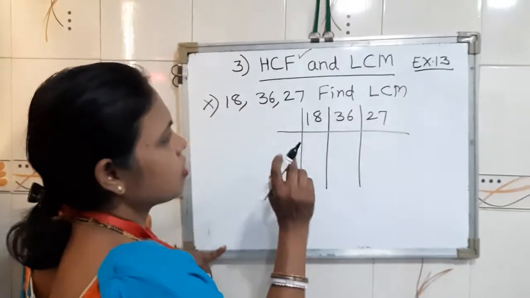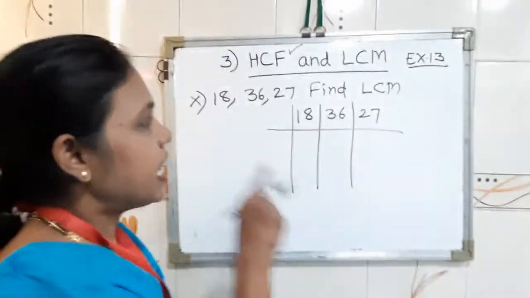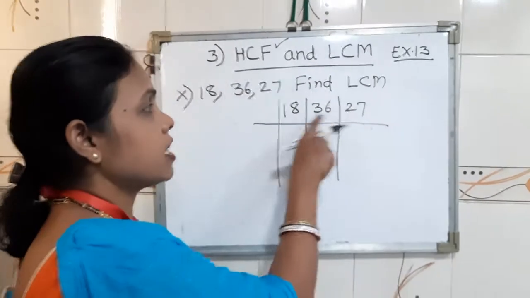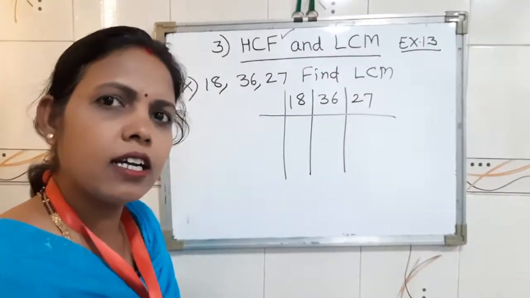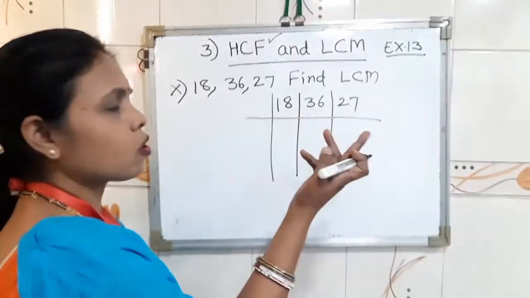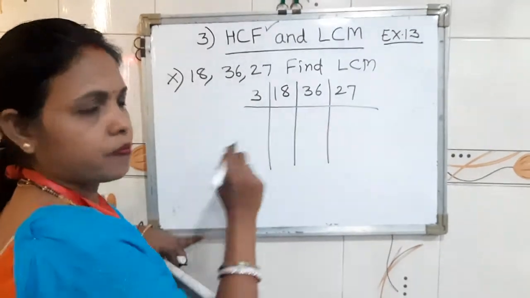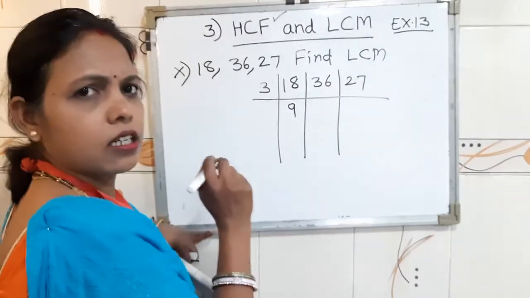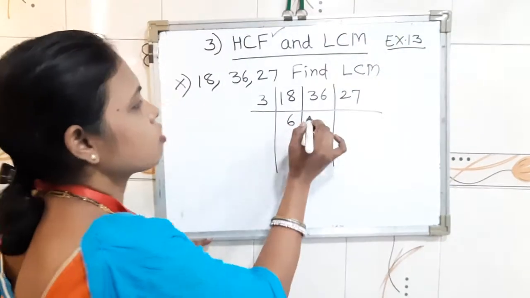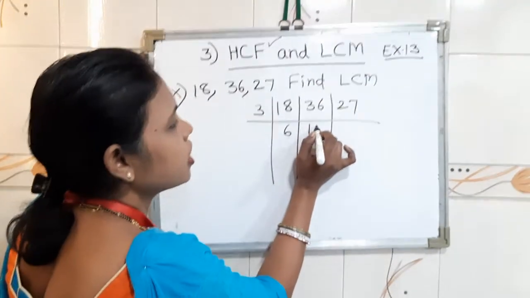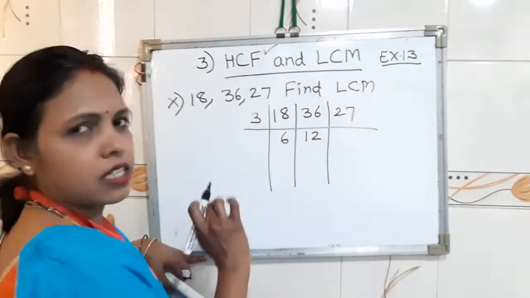Then we can see here 18, 36, 27. 18 and 27, you can easily identify that both are divisible by 3. Now 36 also, 12 3s are 36. Therefore we will select the number 3. 3 6s are 18. Next, 3 1s are 3, 3 2s are 6, that is 3 12s are 36.